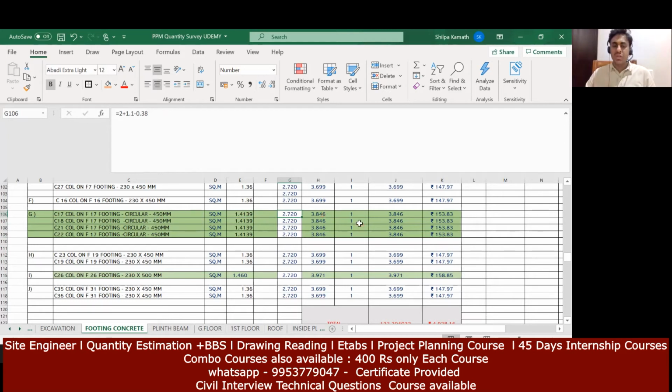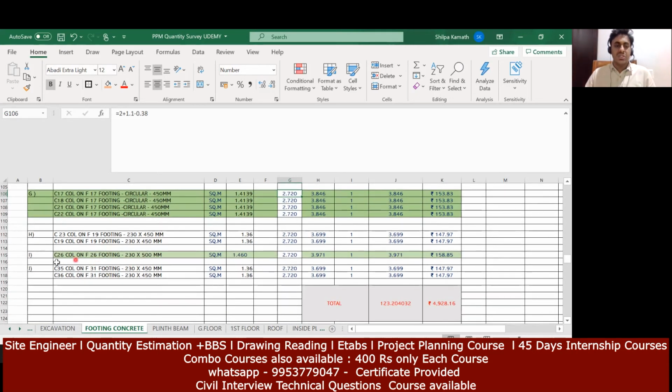I have only one circular column of this size. Otherwise, I could have done this into 4 also, but I'm taking it individually, since all the 4 columns are of 450 mm and the height of those columns is only up to 2.72. Instead of writing it 4 times, 1, 2, 3, 4, you could have written 4 here as well. So it doesn't matter. It's okay if you do it this way, right?